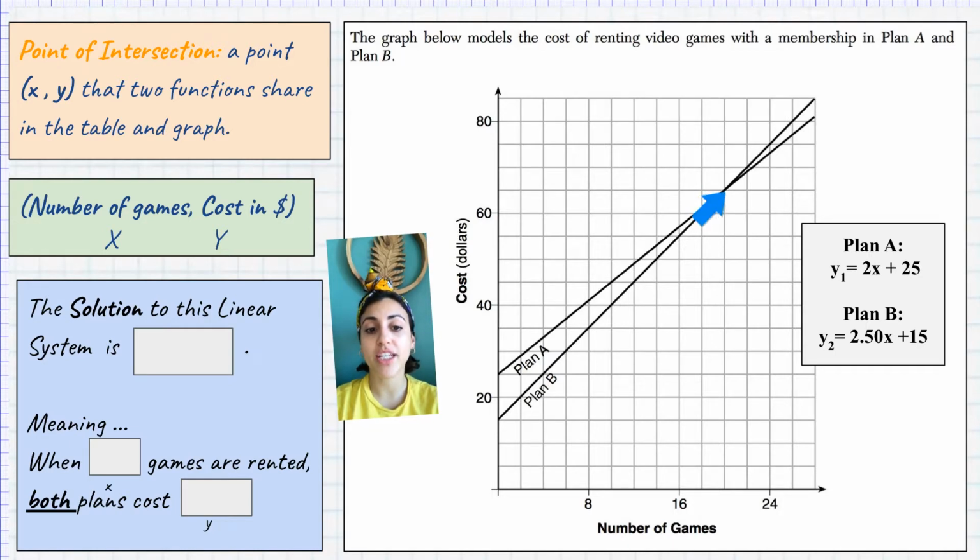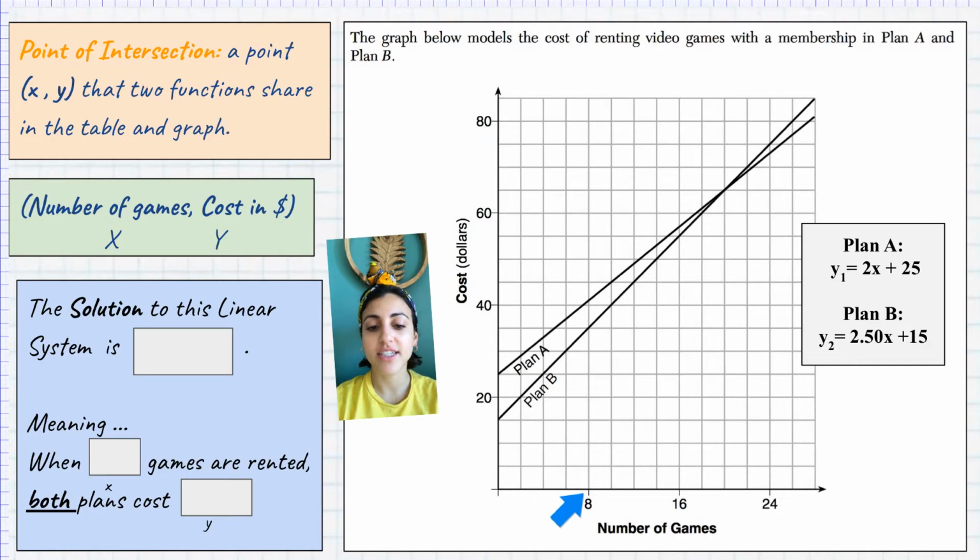So this point right here is the point that both Plan A and Plan B share for the number of games and the cost in dollars for those plans. So let's take a look and see what that point actually is. Now, if we look at the x-axis first, or the horizontal axis, it's labeled number of games, and we can see that for 4 boxes that equals 8, so 8 divided by 4, that means this graph is scaled by 2 on the horizontal axis.